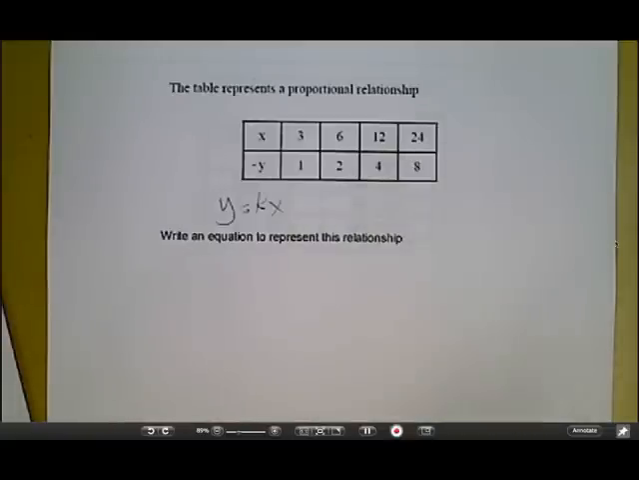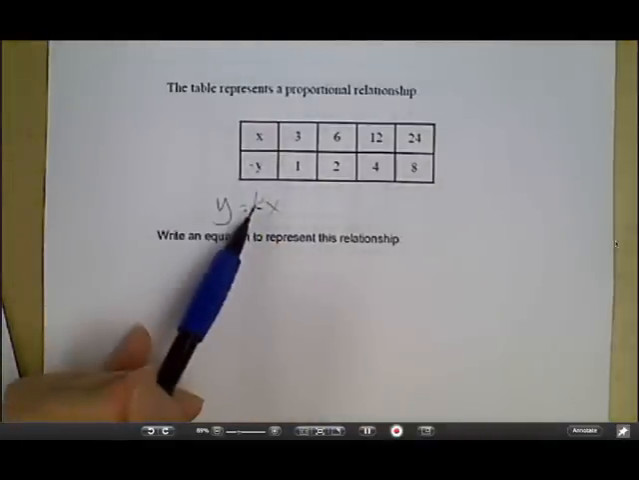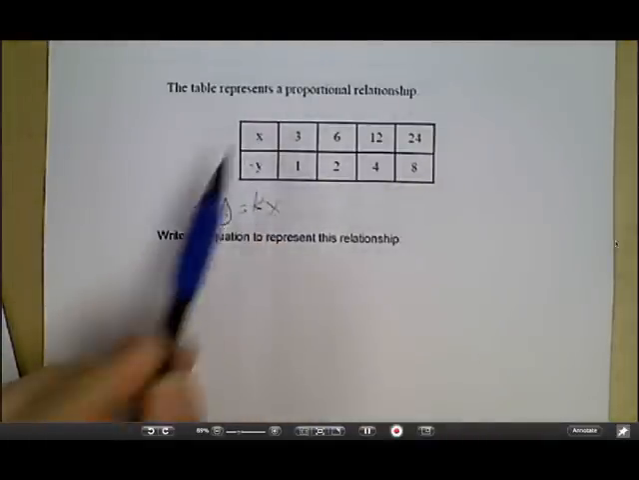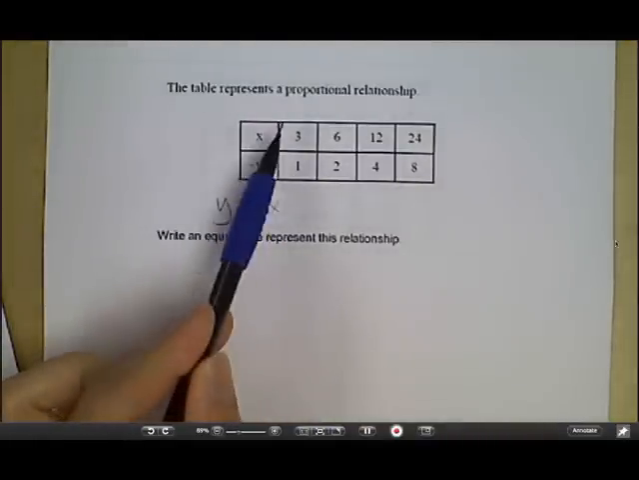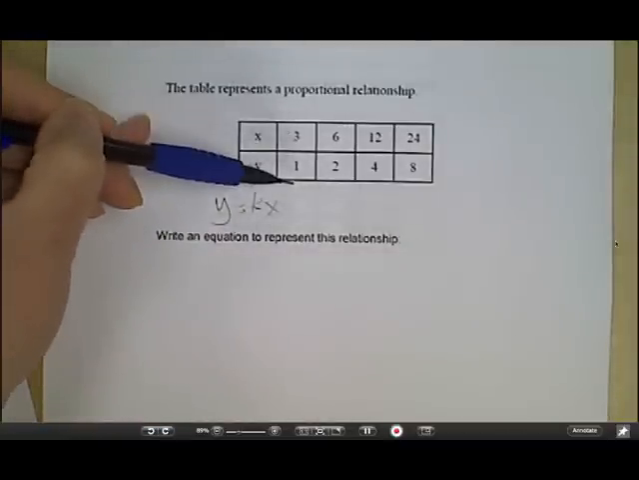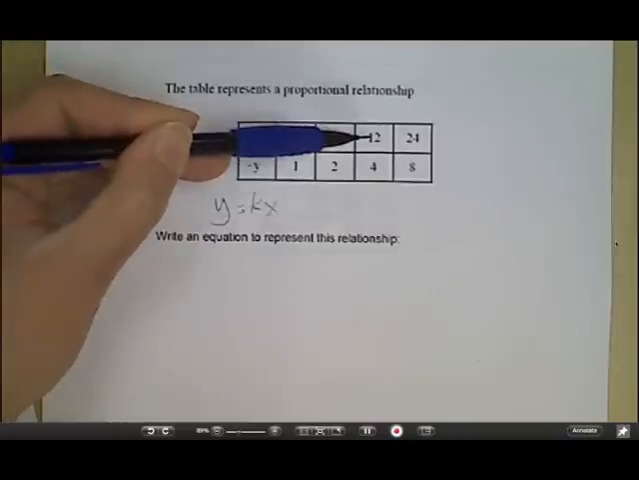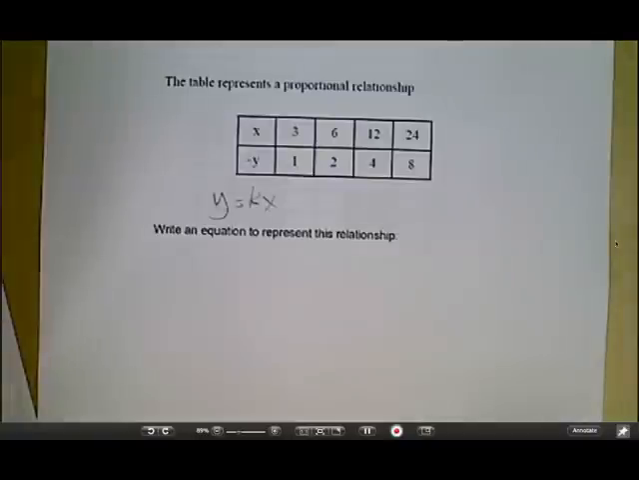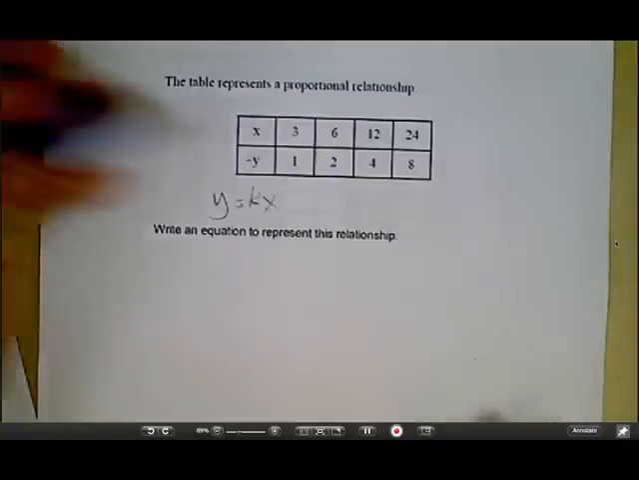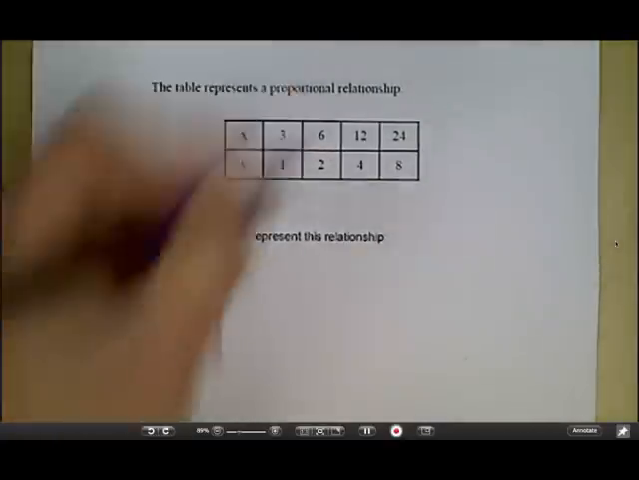So now we need to find our rate of change, our same constant. What can I multiply by x each time to get y? Well, something times 3 equals 1, something times 6 equals 2, something times 12 equals 4. So we're not dividing, we're going to be multiplying. So this tells me that this is going to be multiplying by a number less than 1. So I'm going to go ahead and find the slope.